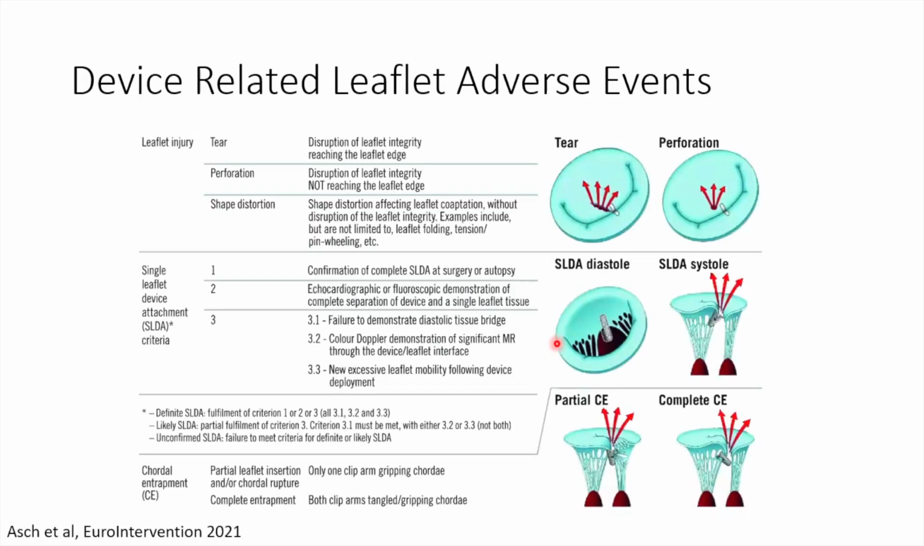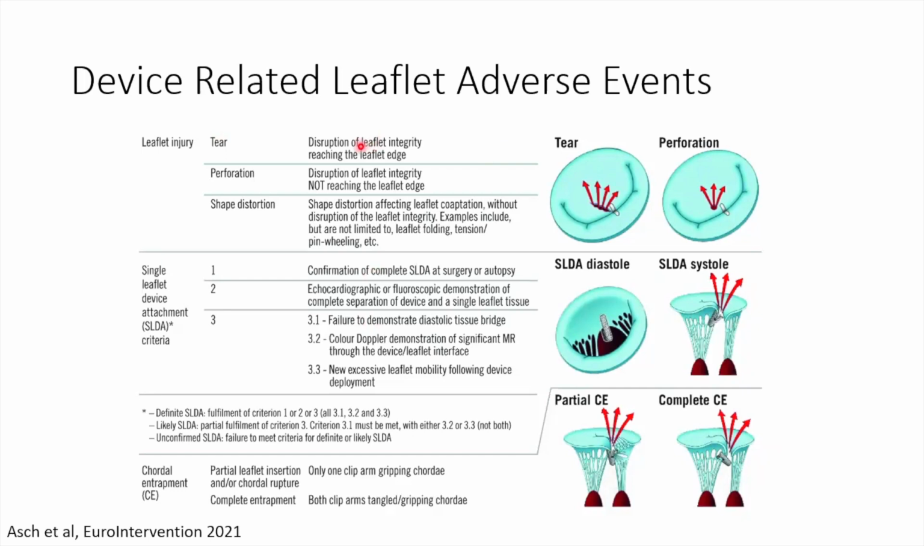So just to go through some of the device-related leaflet adverse events that can happen. This was an attempt at a standardized definition of how we define leaflet injury in these cases. What does SLDA mean? What does chordal entrapment mean? I thought this was a nice summary. We don't really have standard definitions for any of these based on my reading, but this was one of the papers that tried to formalize this a little bit.